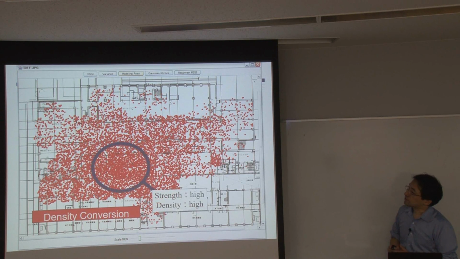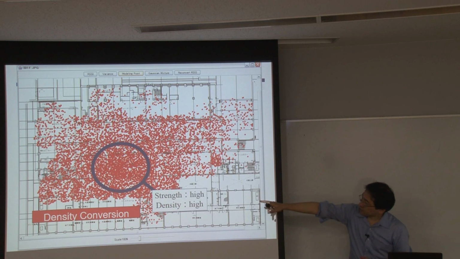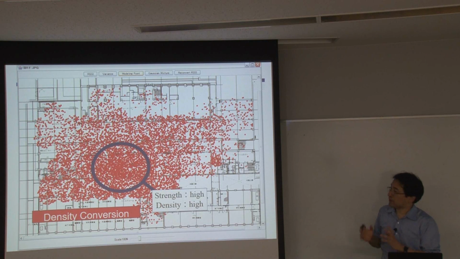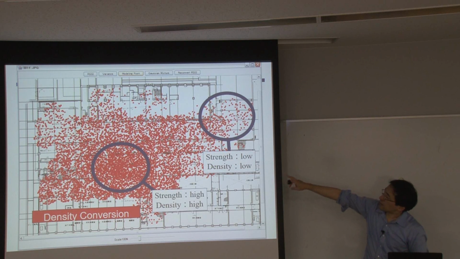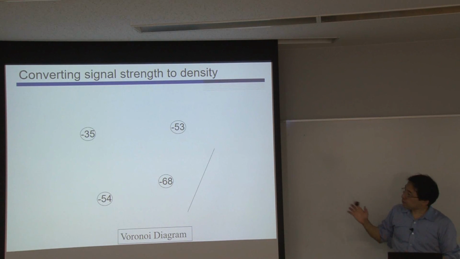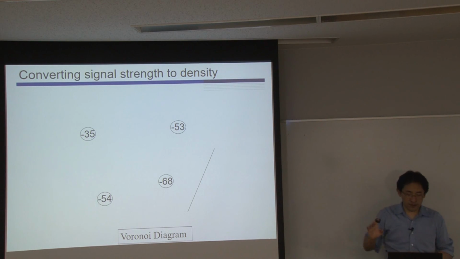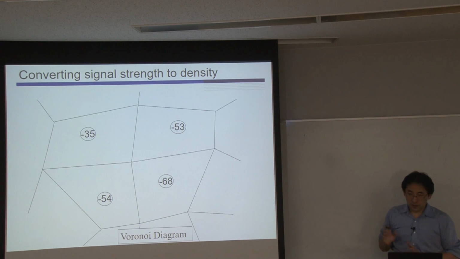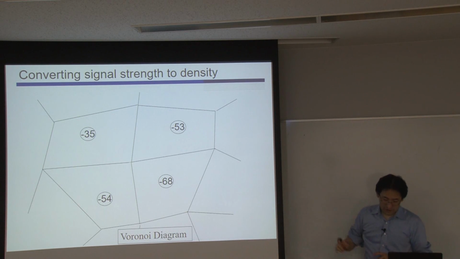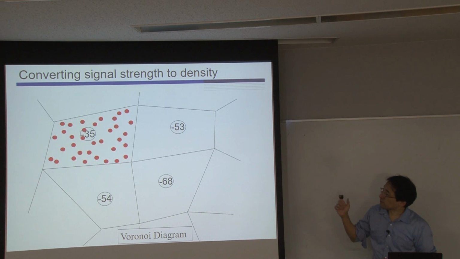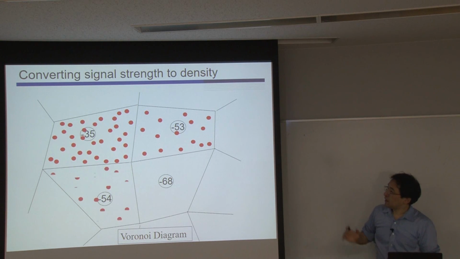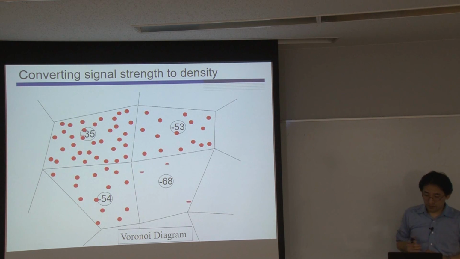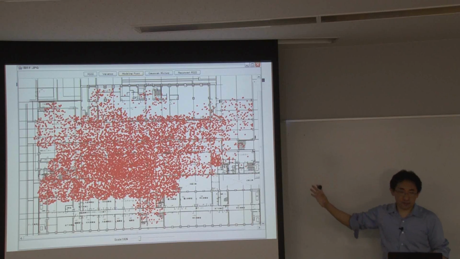So when the signal strength is high, the point density gets high, and when the strength is low, the density gets low. How do we convert them? Initially we had measured points like this, and then we divide the area with a Voronoi diagram, and make each area distribute points depending on the strength of the signal. Finally we get this kind of figure.